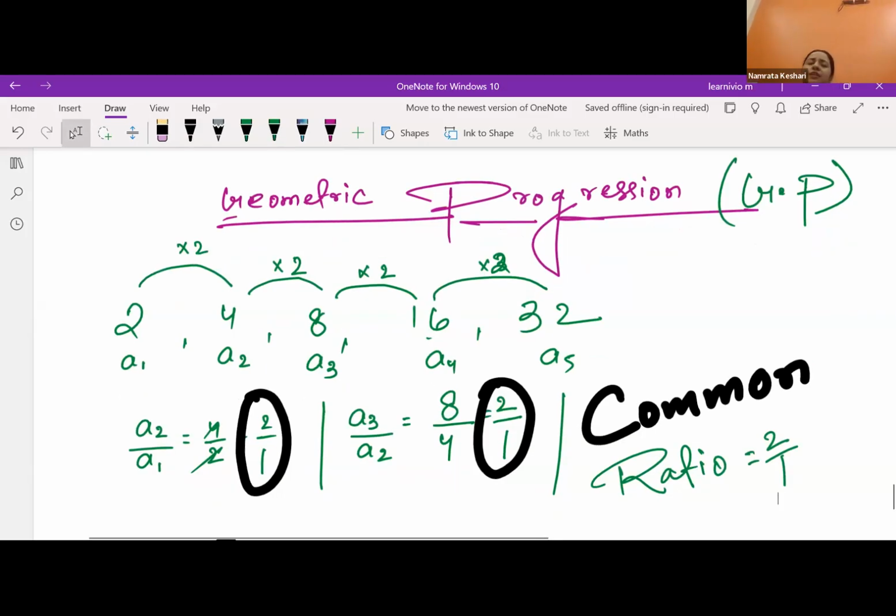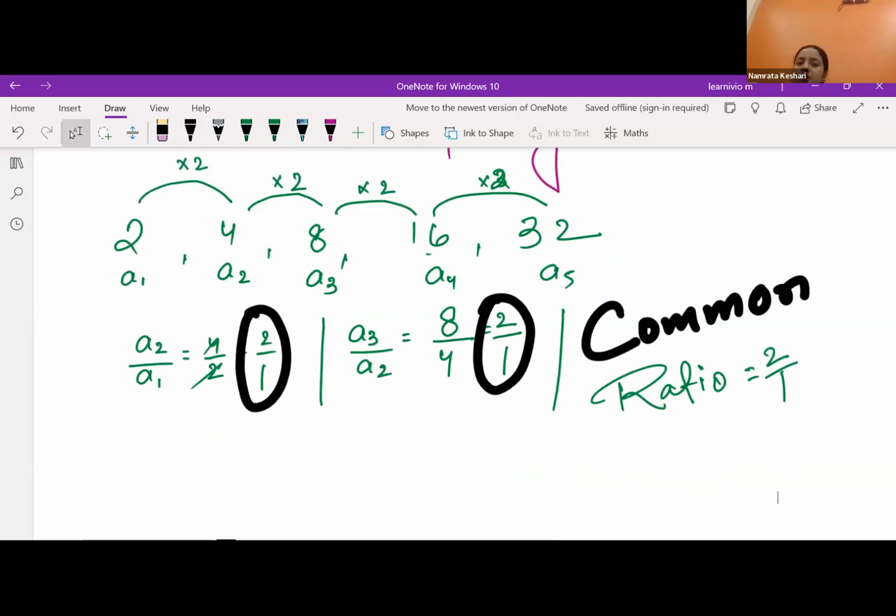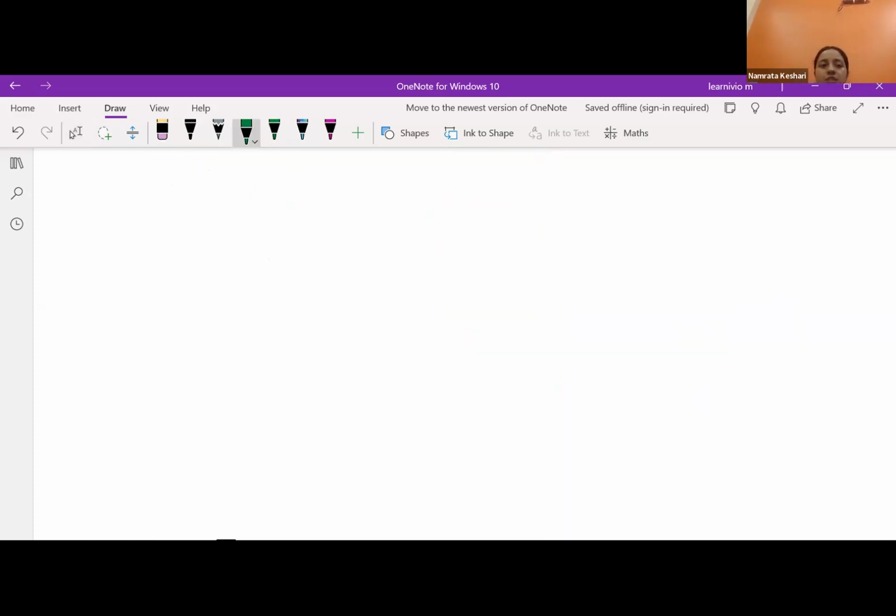Now everything is similar, just like AP. The first term is A1, the next term is A2, then A3, A4, A5. Now if I write the same sequence again, 2, then 4, then 8, you can check it is not in AP. If you are thinking I am giving the same example in AP and in GP, please take a pause. I am not giving the same example. Yes, the numbers may look the same, but if you check the difference, 4 minus 2 is 2, 8 minus 4 is 4. Is it in AP?